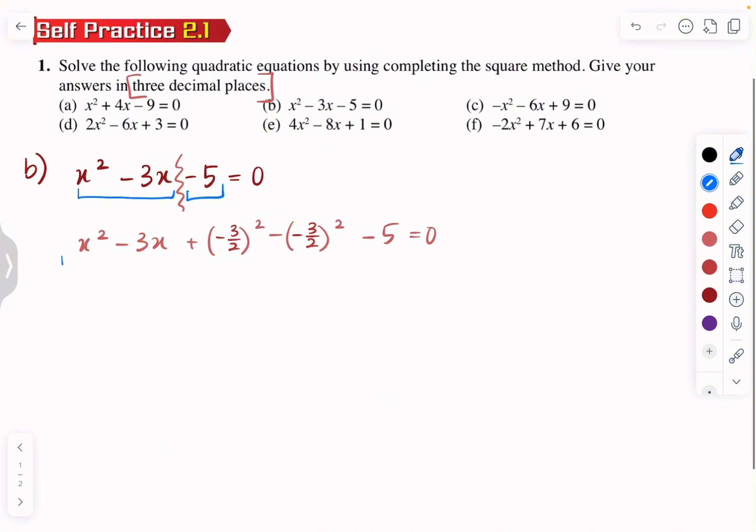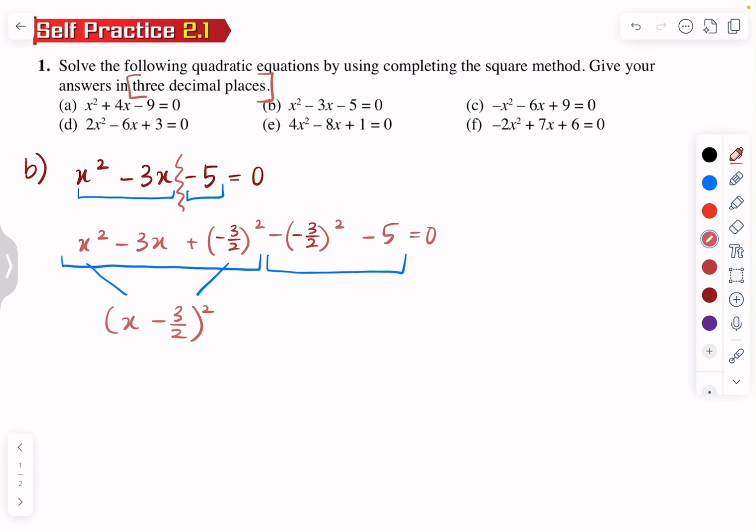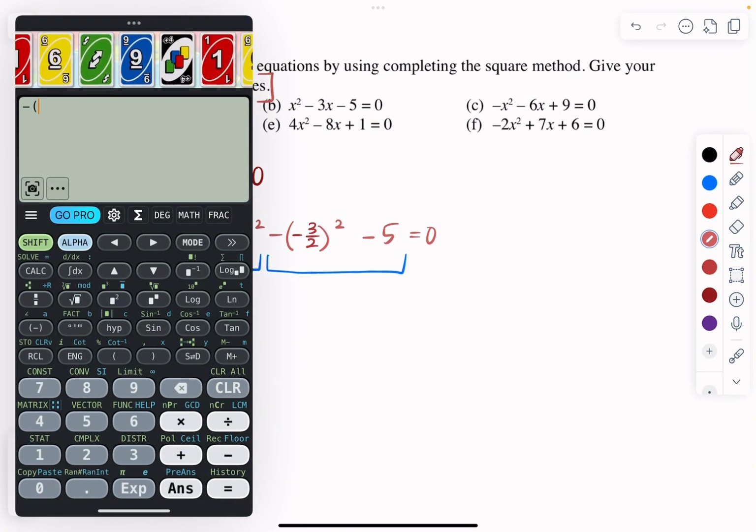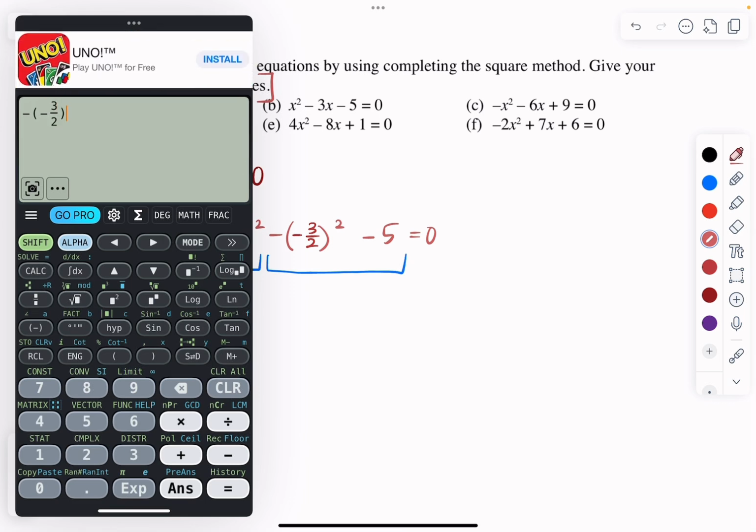Then this is the first part, this is the second part. For the first part, you have to bring the x and this together. So this will give us x minus 3 over 2 square. A lot of students will ask, what happens to this? This one will go missing, because when we expand this, you will get back 3 terms. So when we factorize this, this one will go missing. Then the back part, you just put in your calculator: negative 3 over 2 square minus 5.